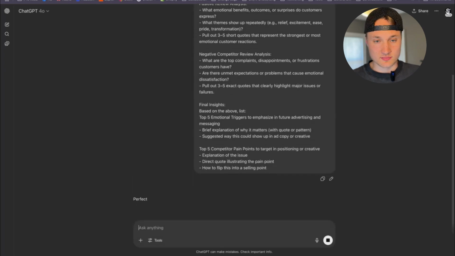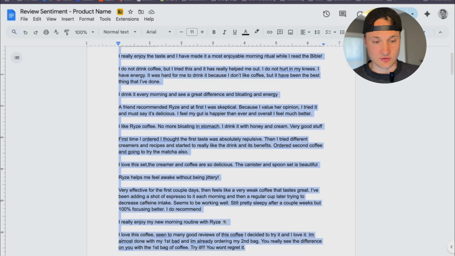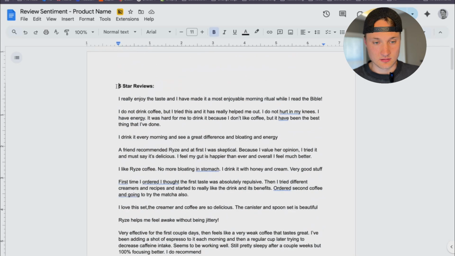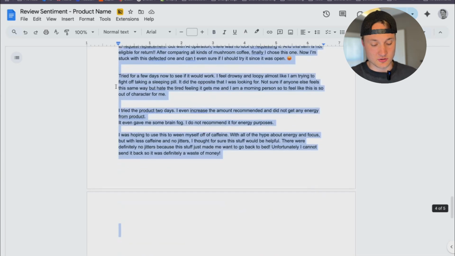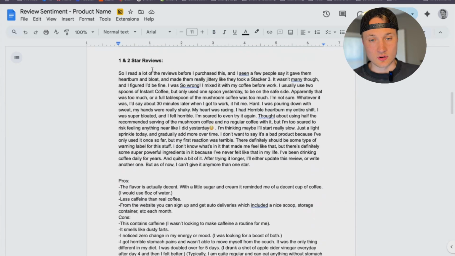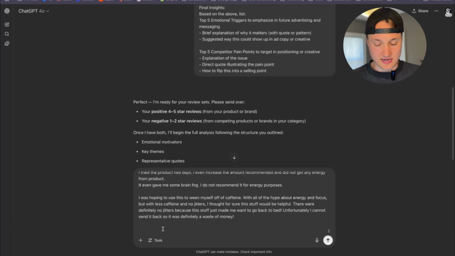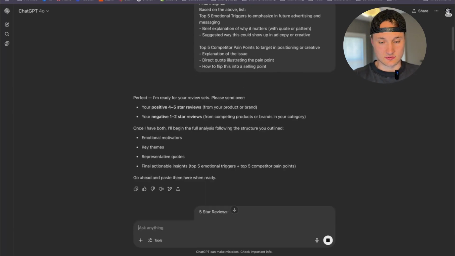And then once it confirms its understanding, you're going to take all those reviews that you had sent, both 5 star and 1 and 2 star, and make sure you correctly label which is which. So I just put 5 star reviews with a colon, and then 1 and 2 star reviews with a colon as well. So ChatGPT confirmed its understanding. We're going to paste in those reviews.